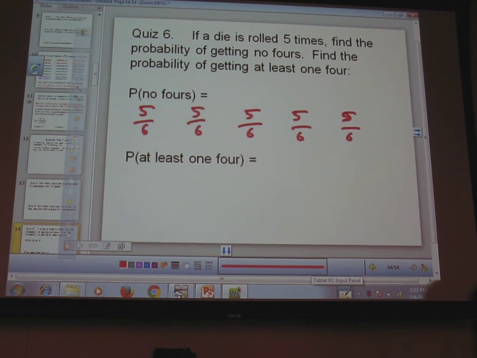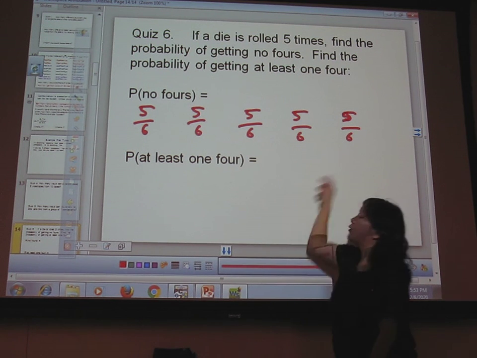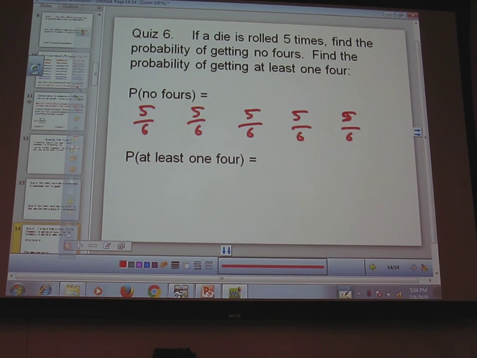So, but I need the first one, and the second one, and the third one, and the fourth one, and the fifth one to all not be 4s. And we multiply. Everyone say, and we multiply. Ready? 1, 2, 3.